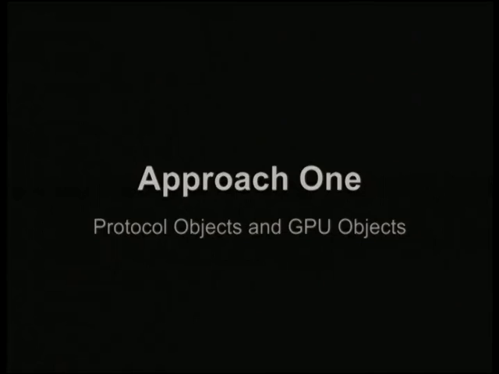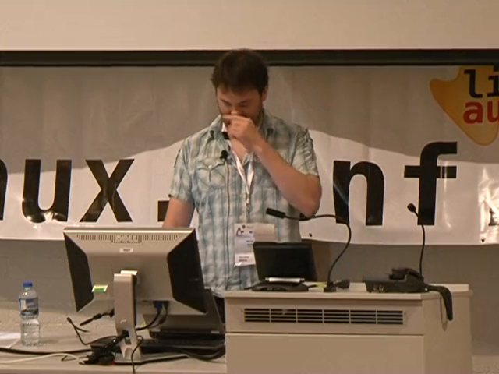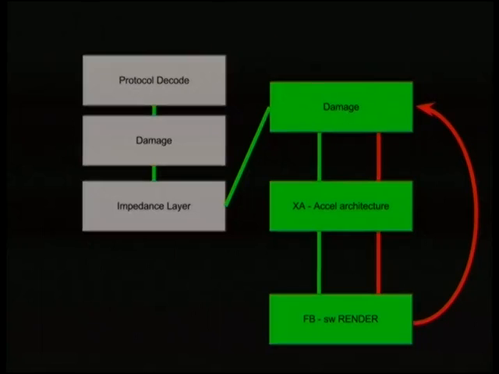So, the impedance layer. I came up with two answers for this. I'm going to go with the one I came up with first. So approach one was, well, we have two worlds. We've got the protocol object world and the GPU object world. The only place they ever meet is in the middle, in the impedance layer. There's no sneakiness. Here's a nice picture of it. So green lines and red lines are only internal in the GPU objects. Those green lines should probably be red lines. I screwed up. Bad picture. Now I realize. But, or did I reverse it?